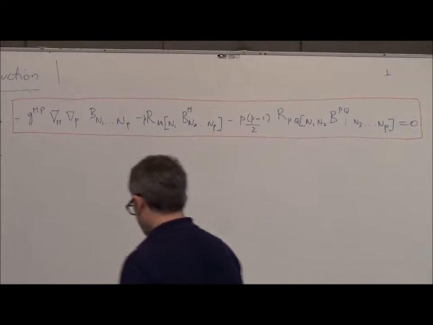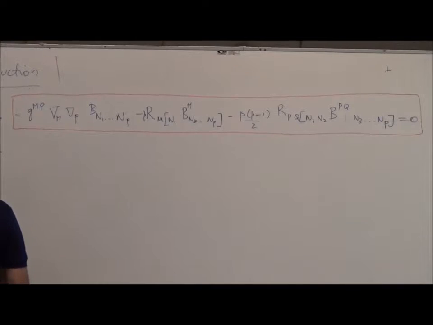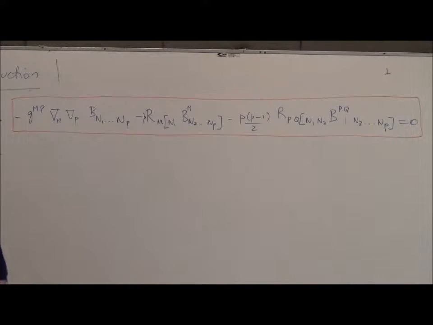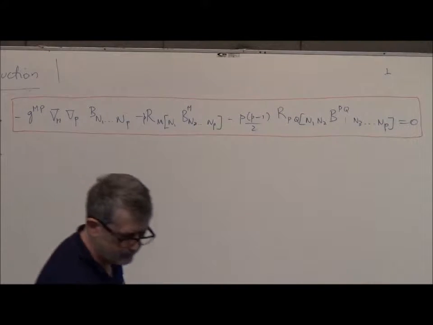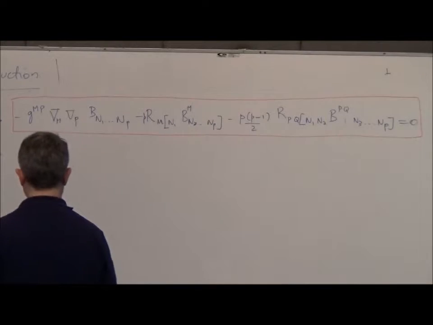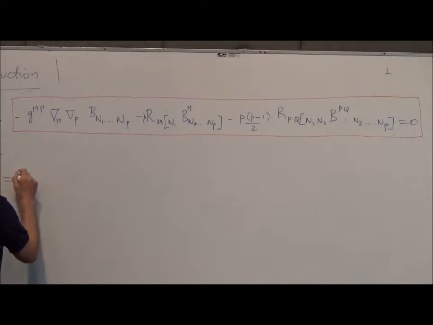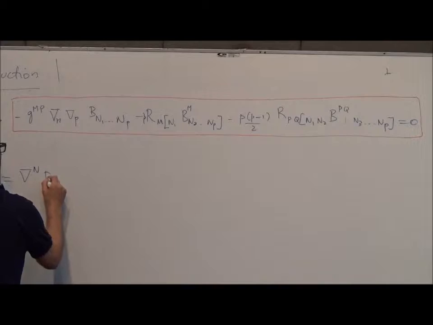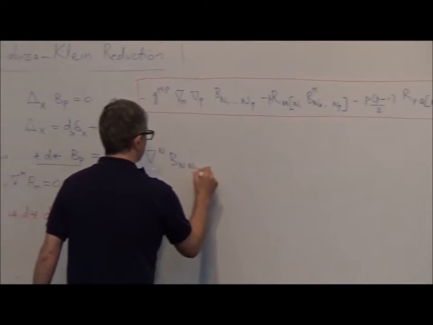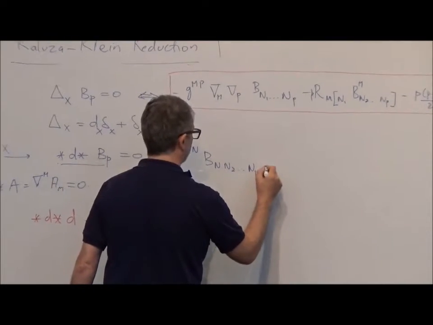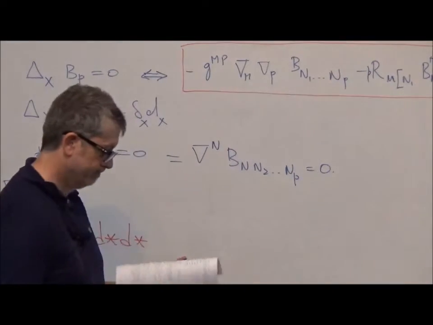Okay, and this term in particular here is very easy. It's just this one is just d n dn n2 n d 0.